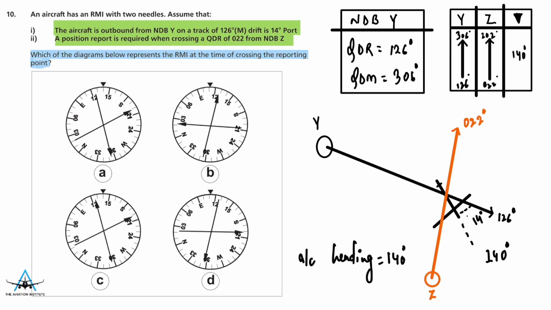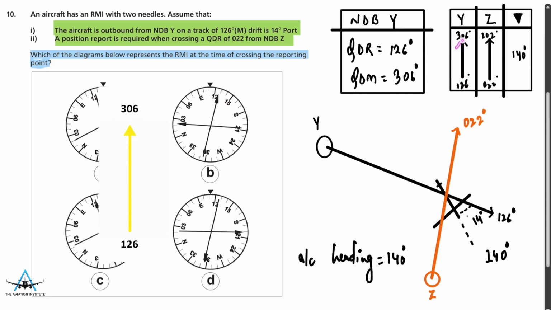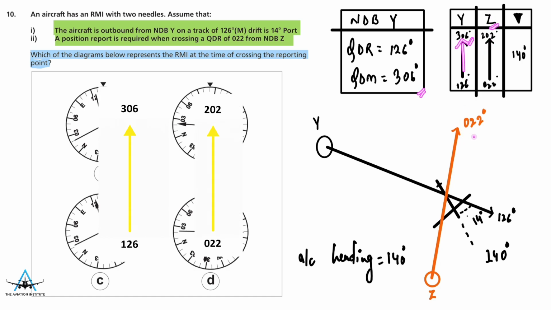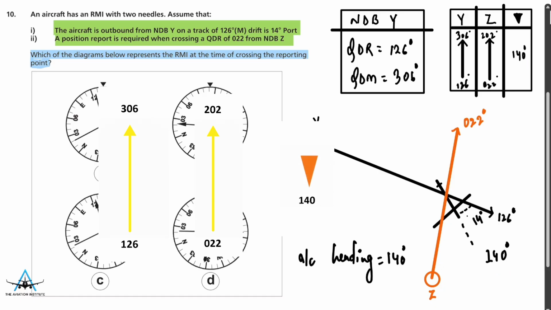Since we have two RMIs, there will be two needles calibrated for both NDBs. For NDB Yankee, the top of the needle should point at the QDM, which is 306 degrees. For NDB Zulu, since we were on the radial of 022 degrees, we have a QDM of 202 degrees with respect to NDB Zulu. So the pointer of NDB Zulu will point towards 202 and the tail will point at 022. Since our aircraft is pointing towards a magnetic heading of 140 degrees, this indication will show the aircraft magnetic heading, which is 140 degrees.